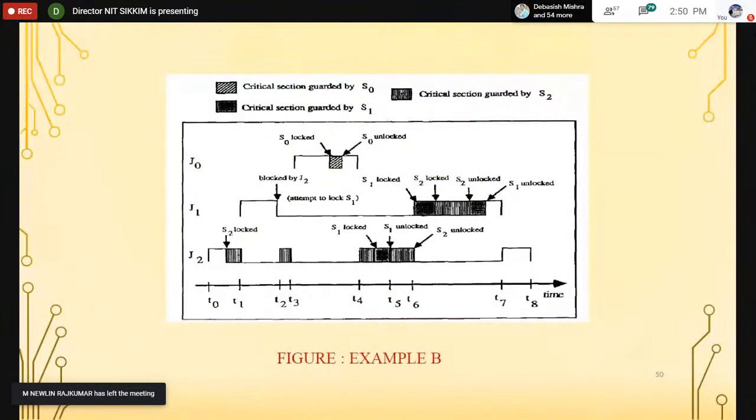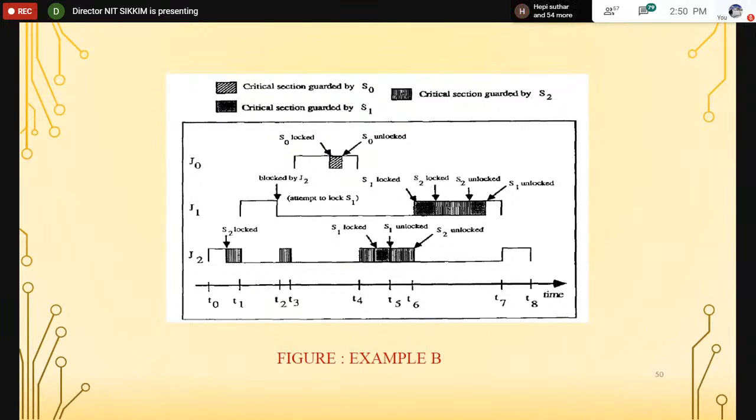Now this is an example over here, which shows that J2 starts first. It locks S2 and then executes in the critical section. Let's say this is CS2. While it is executing the critical section, J1 arrives, and J1 is the high priority task. It is outside the critical section, and therefore there is no problem at all. So it preempts J2 and starts executing.